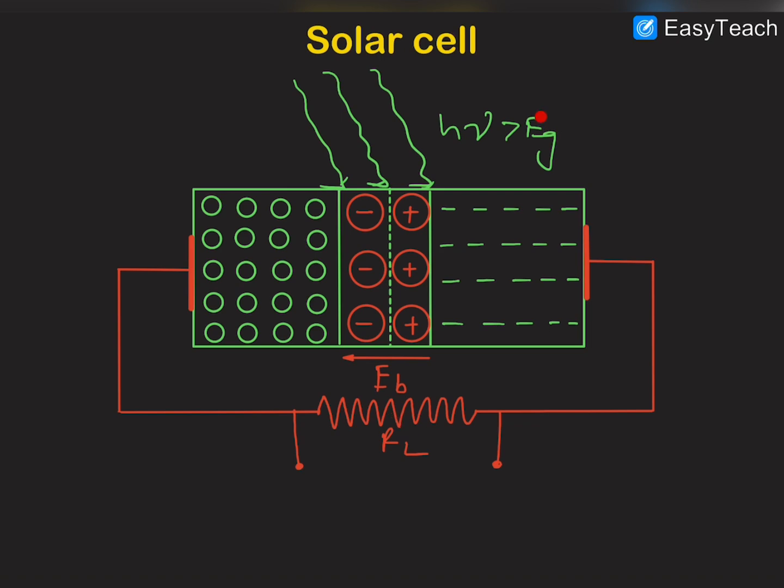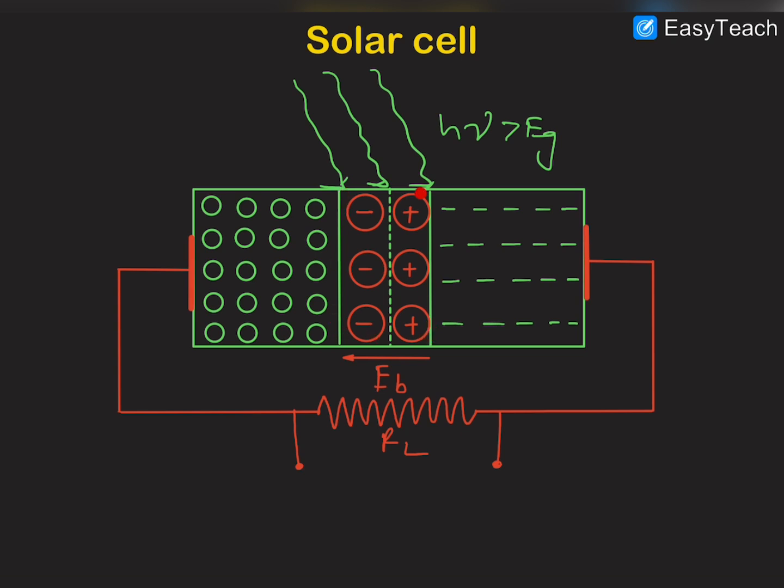So the light must be of sufficiently high energy, which means that the energy of the photons of light which are falling on the solar cell should be greater than the forbidden energy gap of the base material of the solar cell. So light of that sufficient energy is falling on the solar cell, and it is falling on the depletion region of the solar cell.